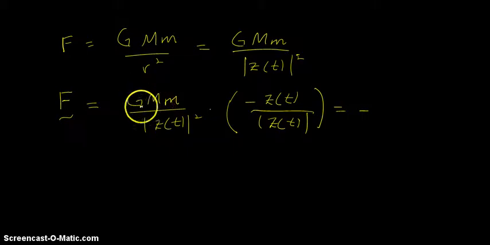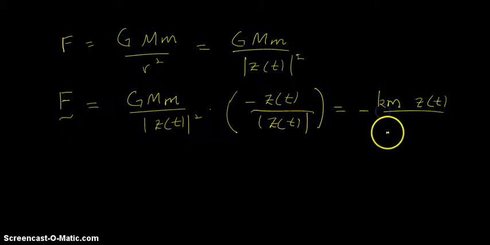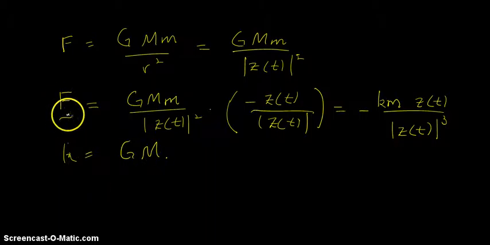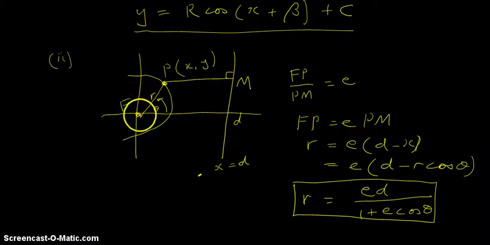We'll call all this term up here K, little m, Z of T over mod Z of T cubed, where K is big G times big M. Now F we're going to look at. This is the force acting on the mass at the point P as it moves. So there's F, the focus, and we're going to assume that the mass big M is sitting there and that the mass little m is at the point P, and it's going to be under the influence of big M.